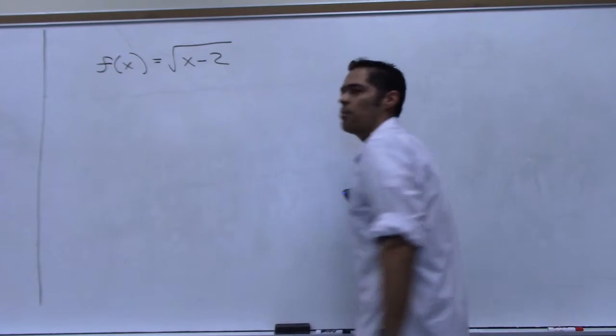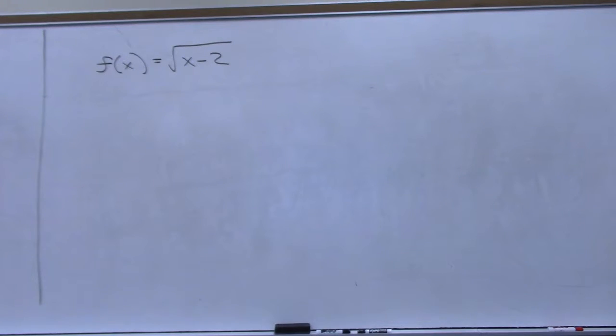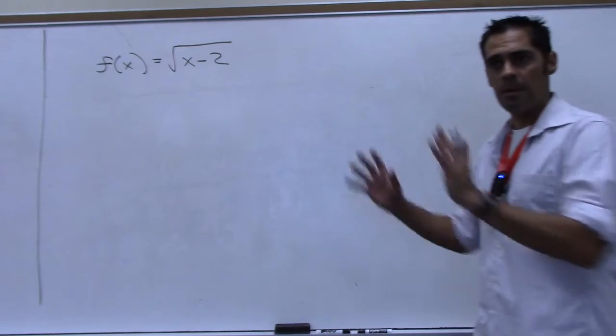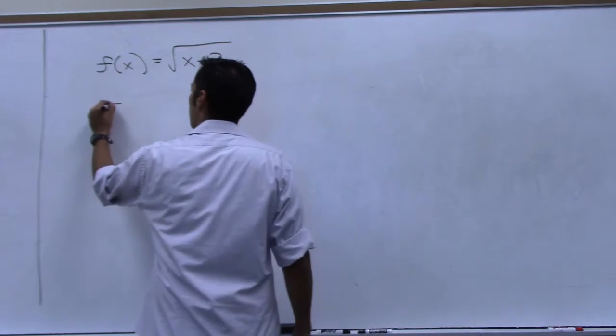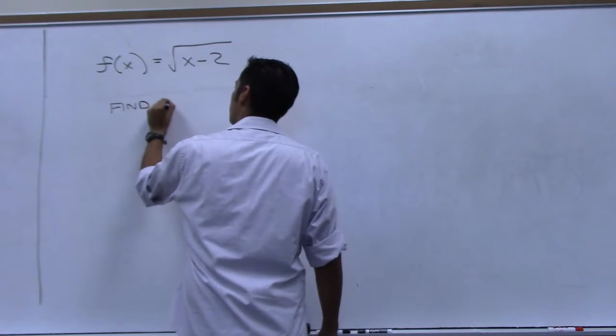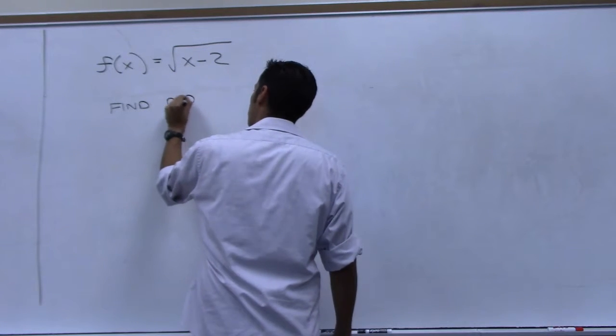There's the function. It's a square root function. Find the difference quotient. You have to find f of x plus h minus f of x all over h. Right? That's what the difference quotient is. Those 3 pieces. So find the difference. I called it difference quotient, right?